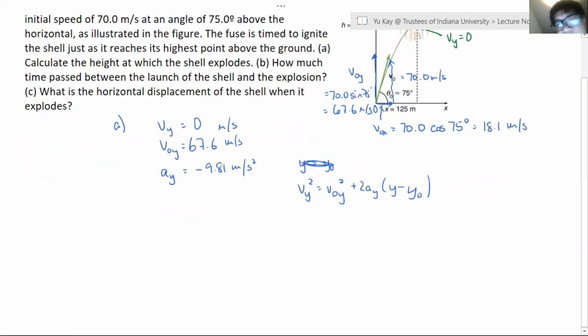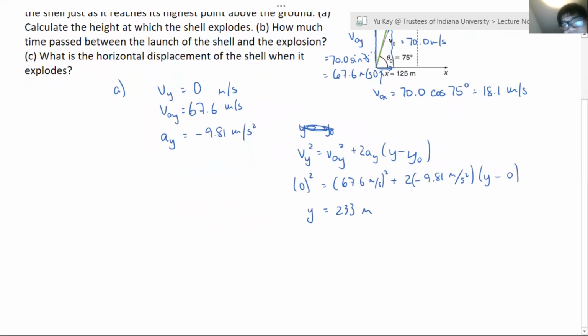So here, Vy is 0 squared. This is 67.6 meters per second, squared, plus 2 times minus 9.81 meters per second squared, and then y minus y0, I'm trying to find y minus 0. Okay? So if I solve this equation, I find that y is 233 meters. So that's part A. Part B, let's think about how we'll do part B.